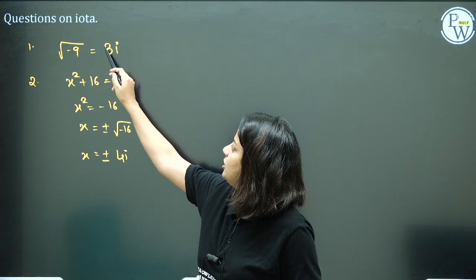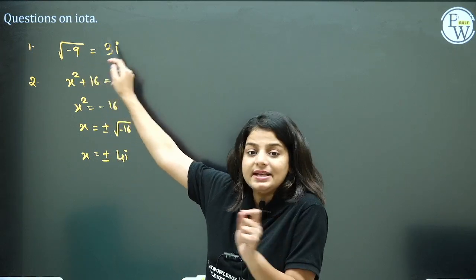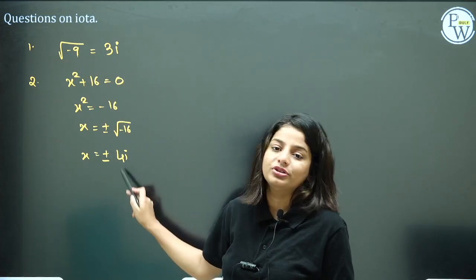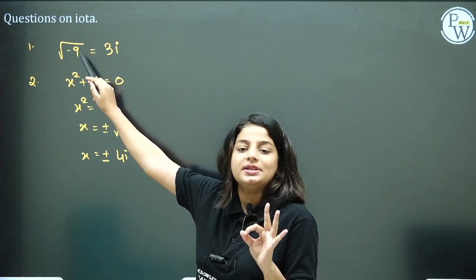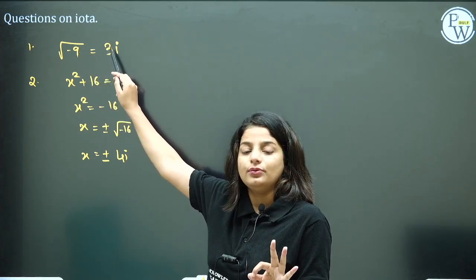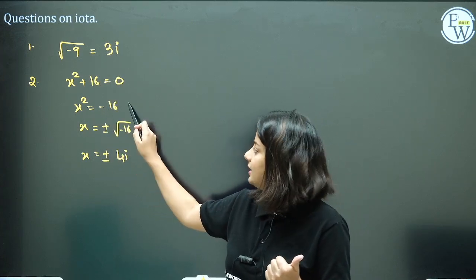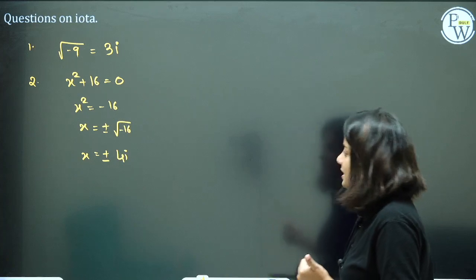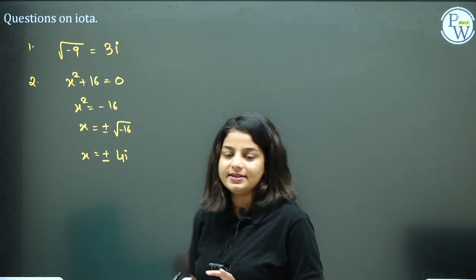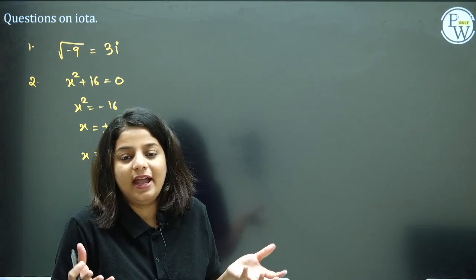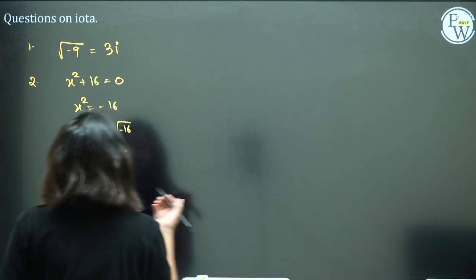Now you'll say, ma'am, here you have not written plus minus, here there is plus minus. Obviously, because here it's only square root and here you are taking square root on both the sides. Always there is a difference. When there is a simple square root, we only take the positive value of square root. But if it's square root on both sides, like in this step, plus and minus both will be covered. And then there are various questions you will see in your textbook based on iota, simple questions, powers of i and so on and so forth.